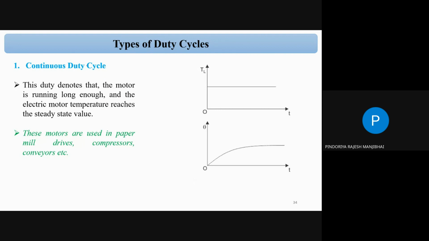So the continuous duty cycle denotes that the motor is running long enough for the electric motor temperature to reach the steady state value. Continuous duty cycle means you continuously operate your motor, 24 by 7, then we can say it is a continuous duty cycle. These motors are used in paper mill drives, compressors, or conveyor belts. Wherever your motor continuously operates, 24 by 7, we can say it is a continuous duty cycle.